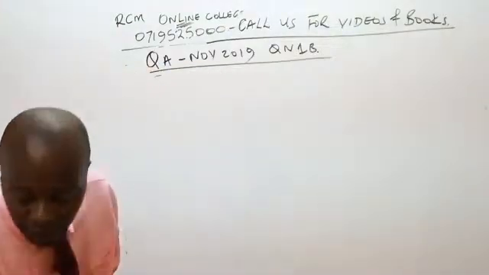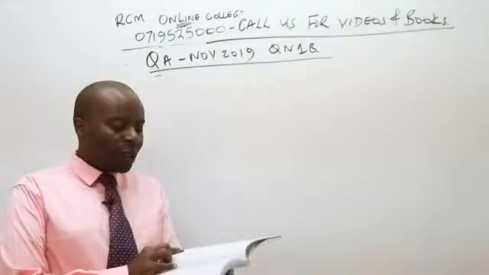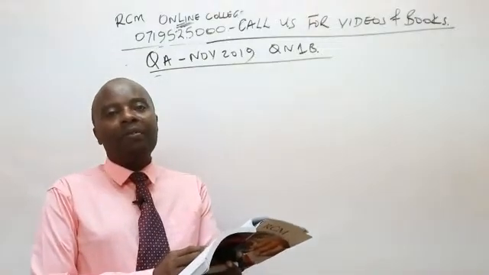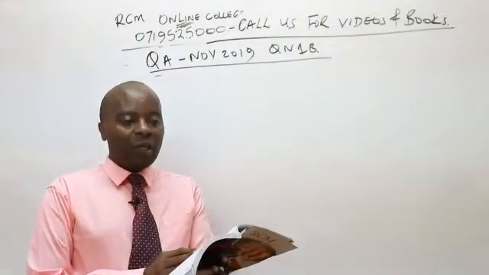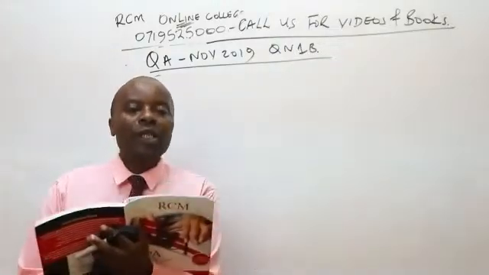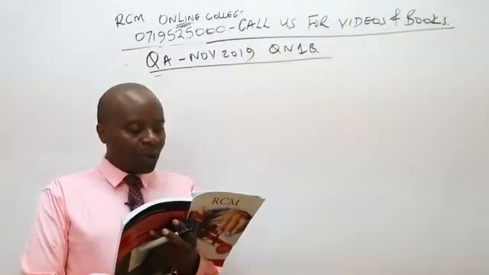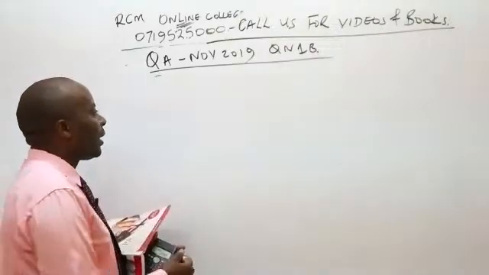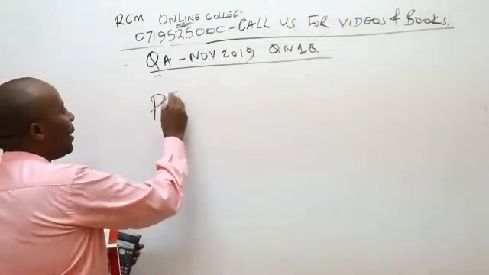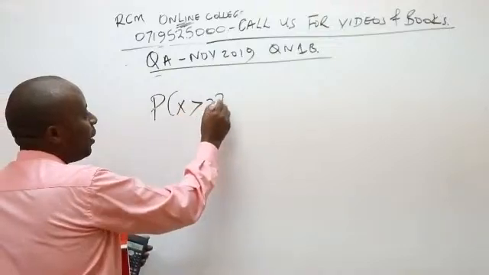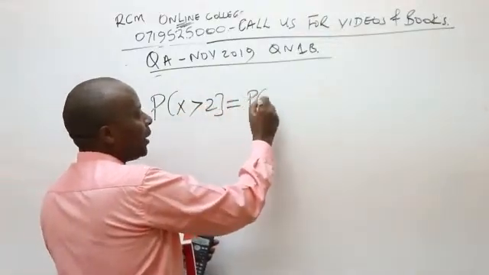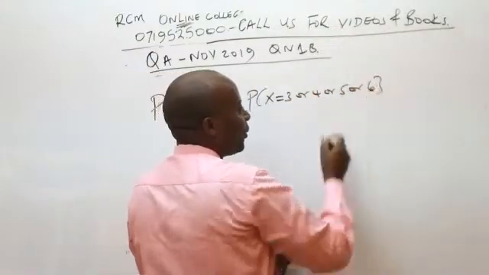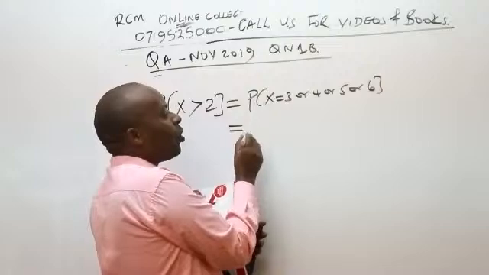Ladies and gentlemen, the next question, which is Roman 2, is a Poisson distribution, the same data, but this time around they want us to solve using a Poisson distribution. Still, it is the probability of x being more than 2, which will be probability of x being equal to 3 or 4 or 5 or 6, which again calls for the complementary thing.